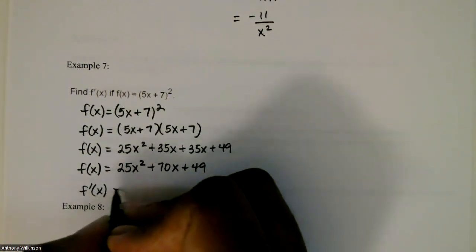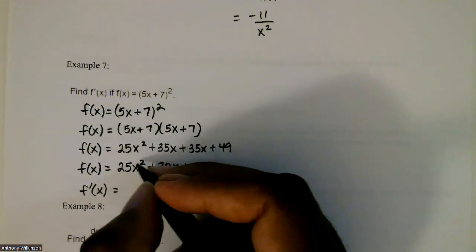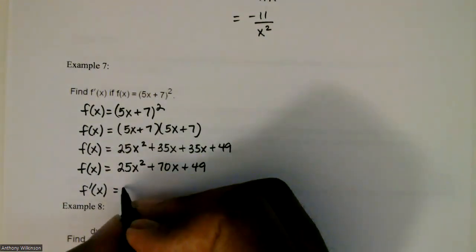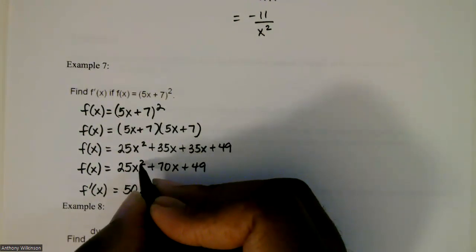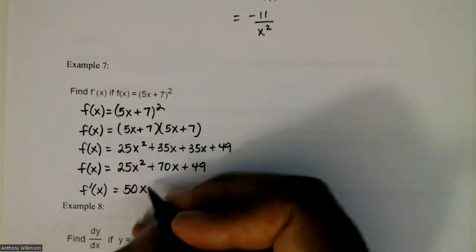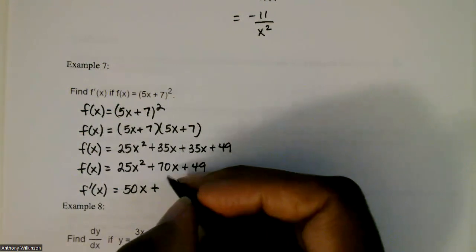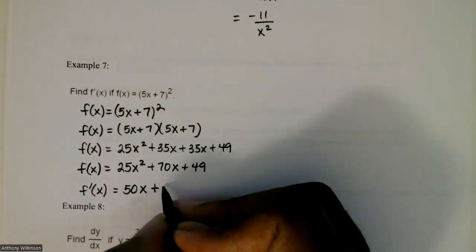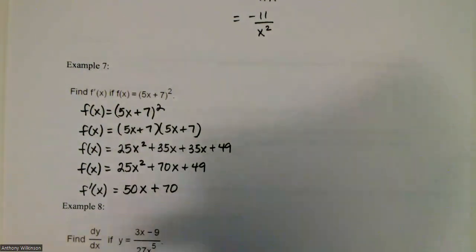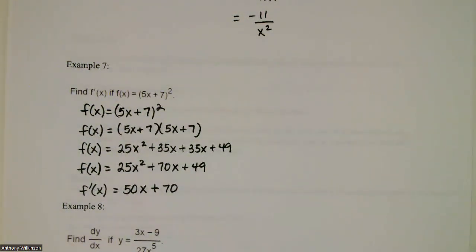F prime of x will be this. Bring this exponent down. Take that 2 multiplied by 25, you'll get 50. Copy the x over to the 1 less power, it'd be x to the 1 plus derivative of 70x. Well, the derivative of just a linear term would be the constant itself. It'd be plus 70. And the derivative of the constant is 0. So f prime of x will be equal to 50x plus 70.